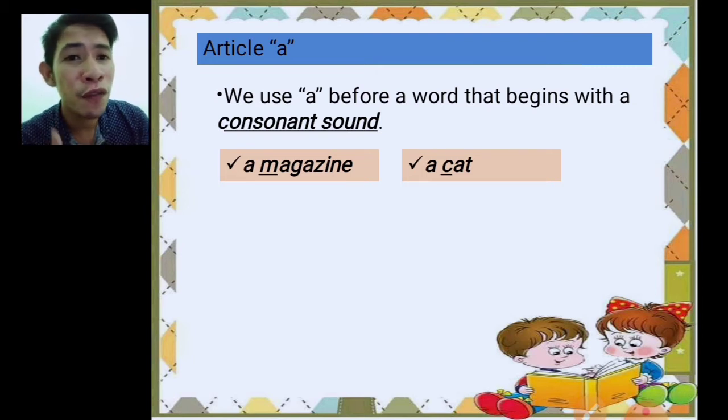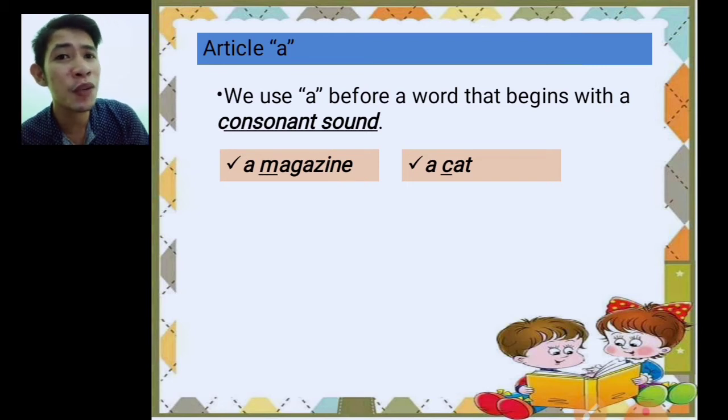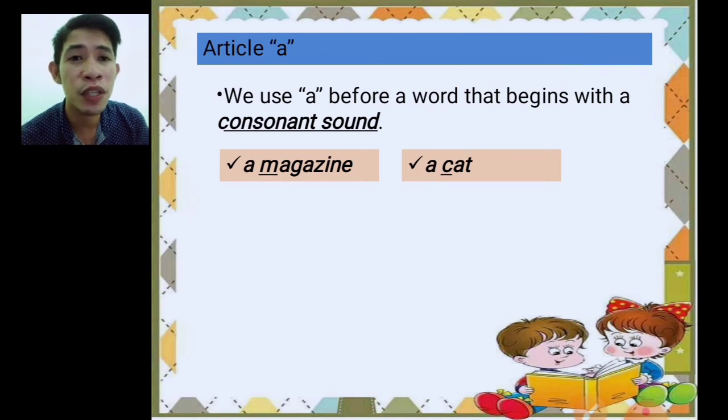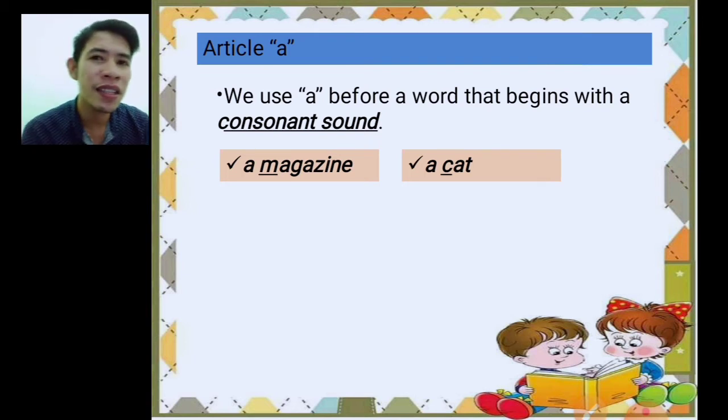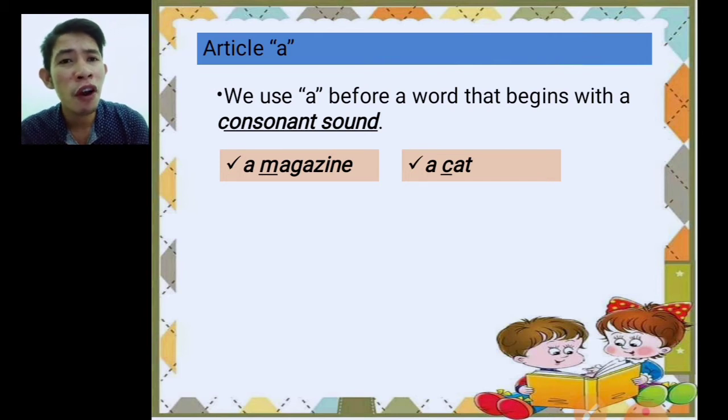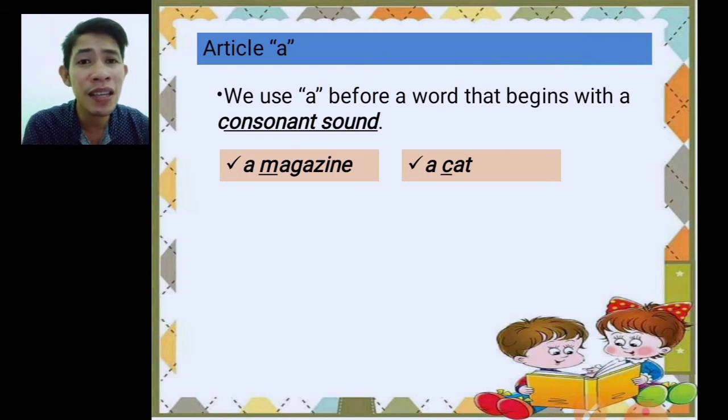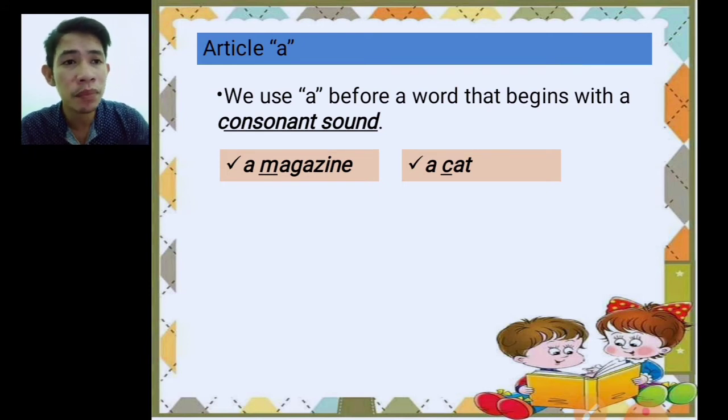Since the first letter of the word magazine, which is being preceded with article a, is a consonant sound, therefore we need to use article a. In the second example, a cat, it is the same thing. The first letter of the word cat is a consonant sound, meaning to say we need to use article a.